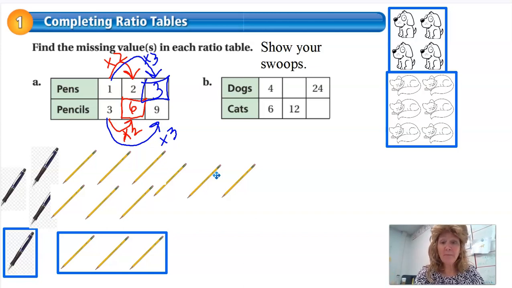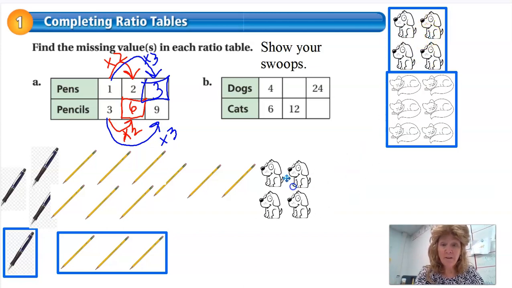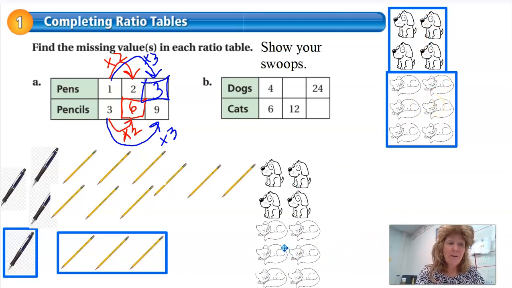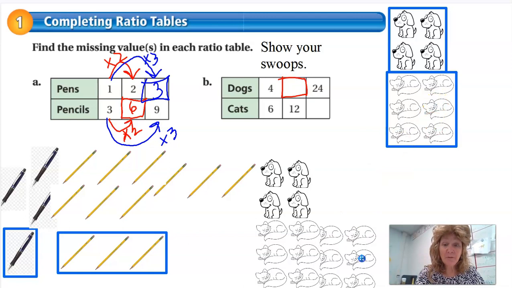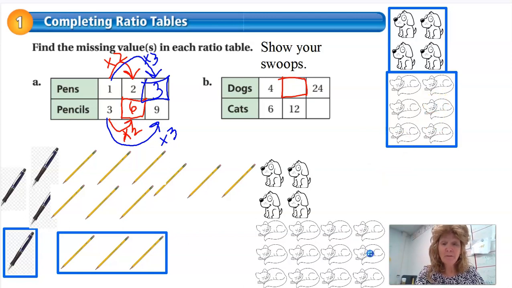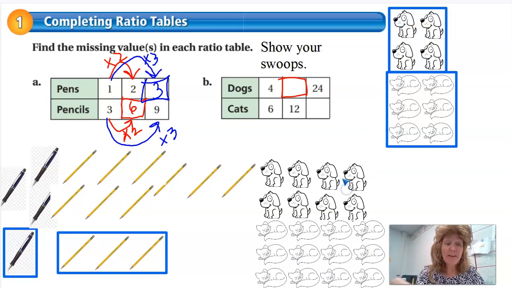Okay, let's look at another example. If we have dogs, so here are our 4 dogs. And for every 4 dogs, let's say at a kennel, they have 6 cats. Now what happens when I try to figure out, if they had 12 cats, how many dogs would they have? I know what I'm doing is multiplying by 2, because now I have 12 cats. So I also multiply the dogs by 2. So now I have 8 dogs.